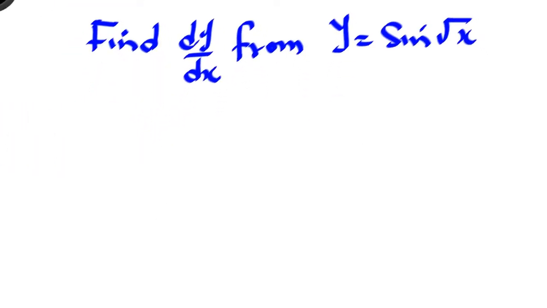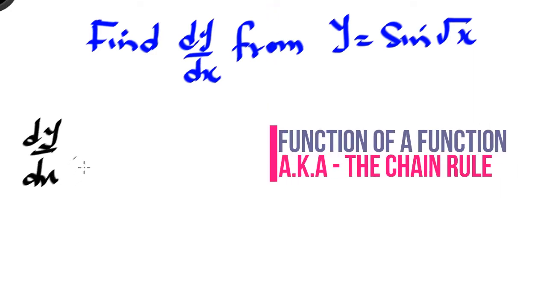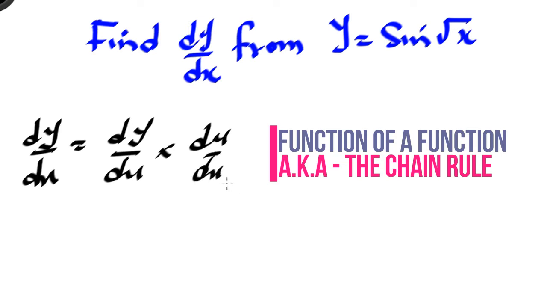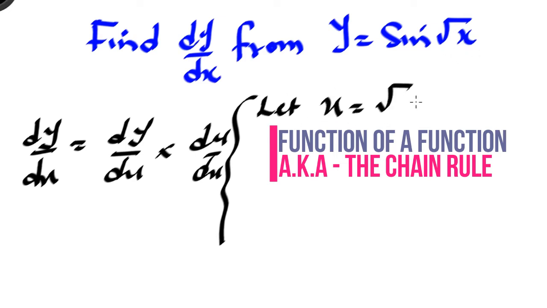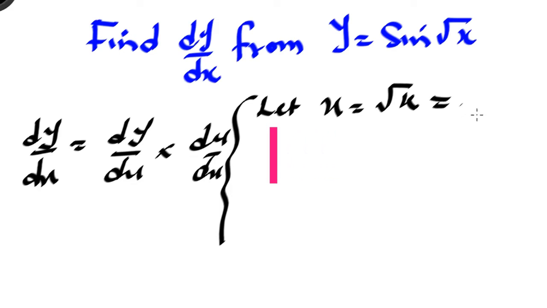Recall that the chain rule gives dy/dx for a composite function to be equal to dy/du times du/dx. From the function above, we can take square root of x to be u. Let u be equal to square root of x, which, if simplified, gives us x to the power 1/2. If we replace square root of x with u, y will no longer be sine square root of x. Y will now be equal to sine u.